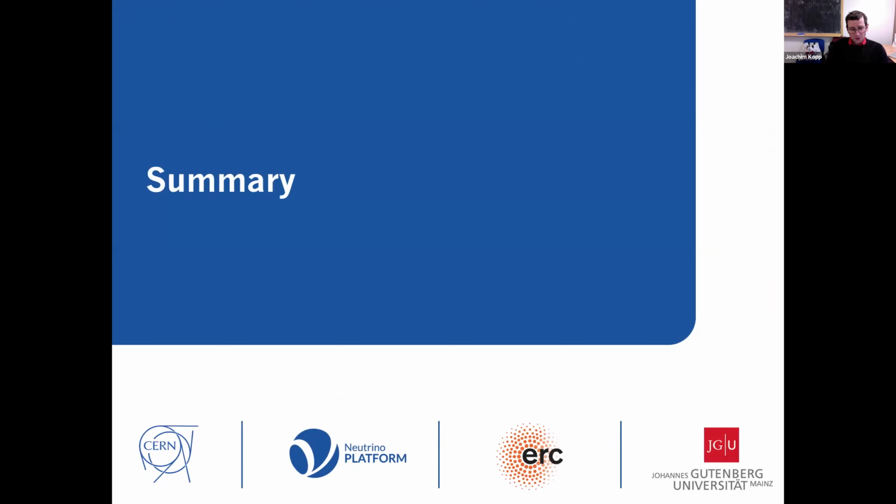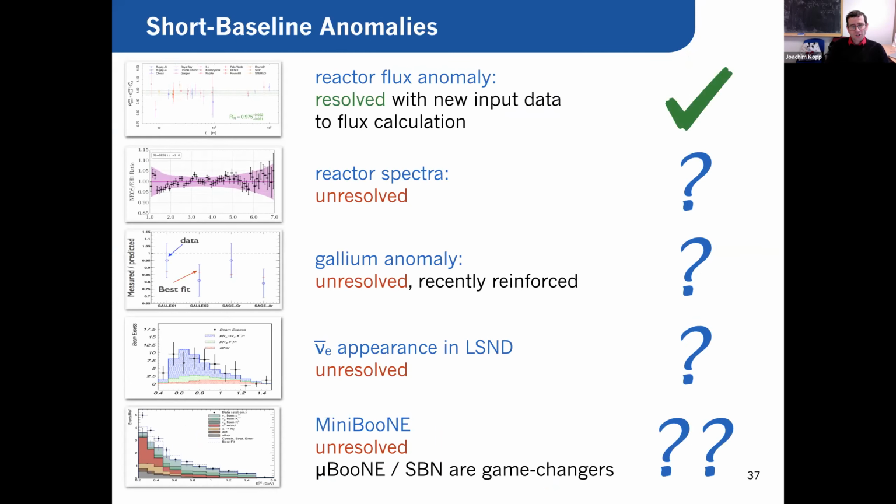Okay, so let me summarize now so that we still have some time for discussion. I've talked about 5 different anomalies. The first one was based on neutrino flux measurements from a nuclear reactor. This flux appeared to be too low for quite some time, but that anomaly has now been resolved. There's still a bit of an anomaly in some of the reactor neutrino spectra that still needs to be resolved.